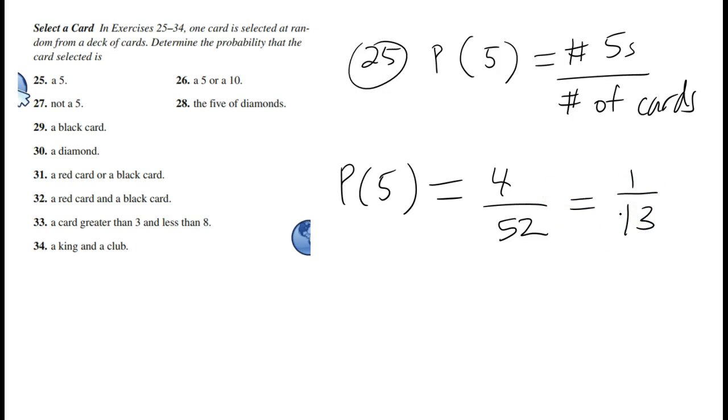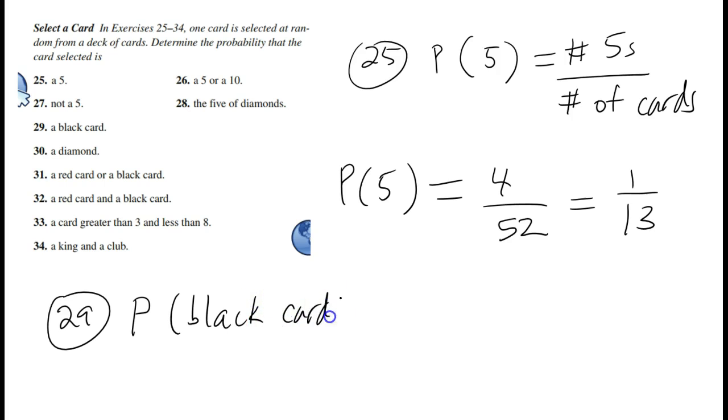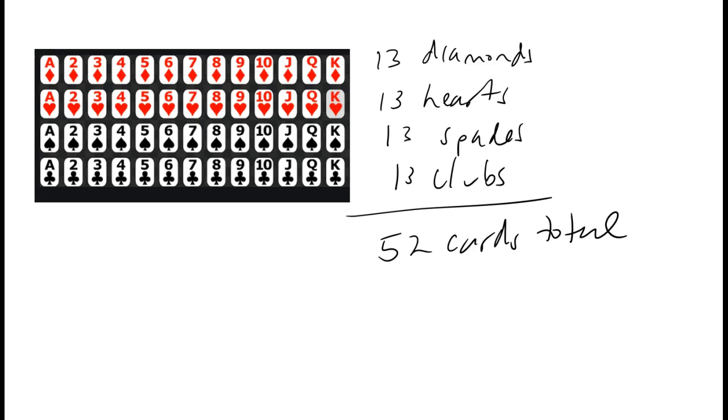Okay? Alrighty. Since we have time, let's do another one. Let's look at number 29. 29 says the probability of selecting a black card. So the probability of a black card. If we go back to our picture before, we see that there were 13 black spades, 13 black clubs. So altogether, for the number of black cards, there would be 13 plus 13, which is 26.